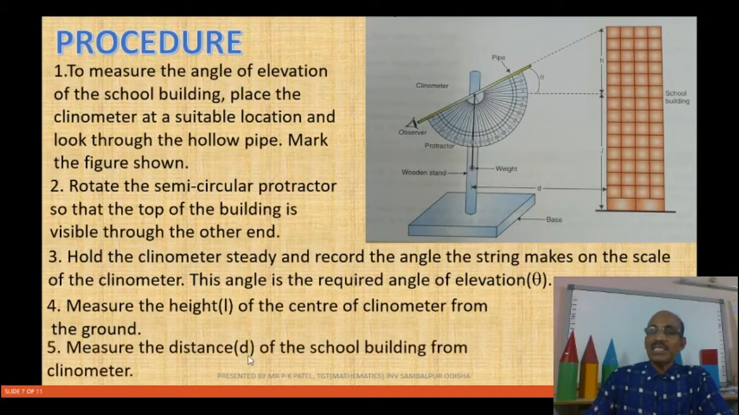Measure the distance D of the school building from the clinometer. Clinometer से school building कितना distance है, इसको हम measure करना है. This is D. D, L and theta: these are the three variables we have to measure.